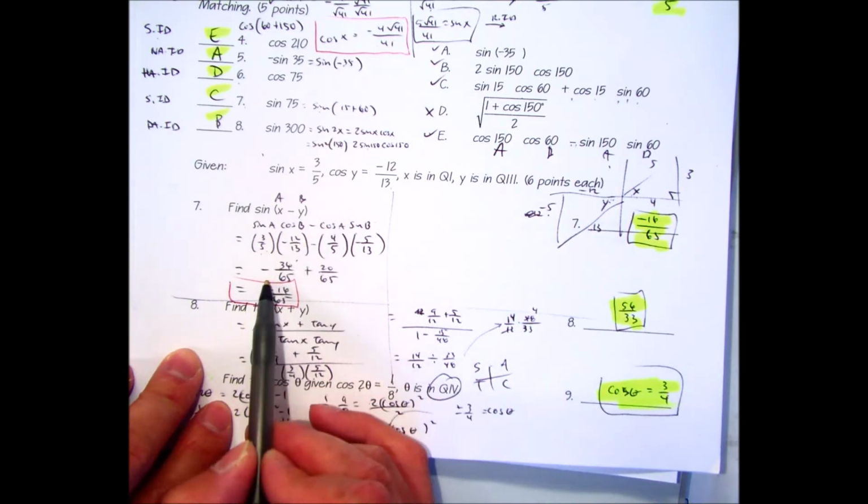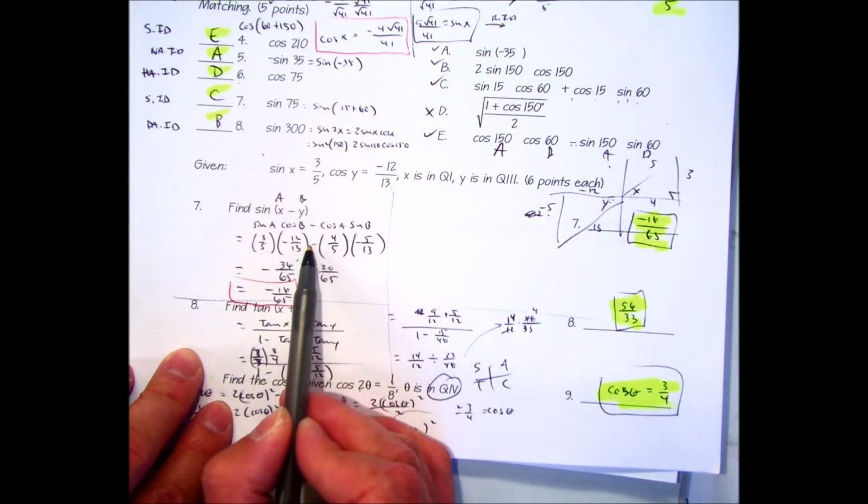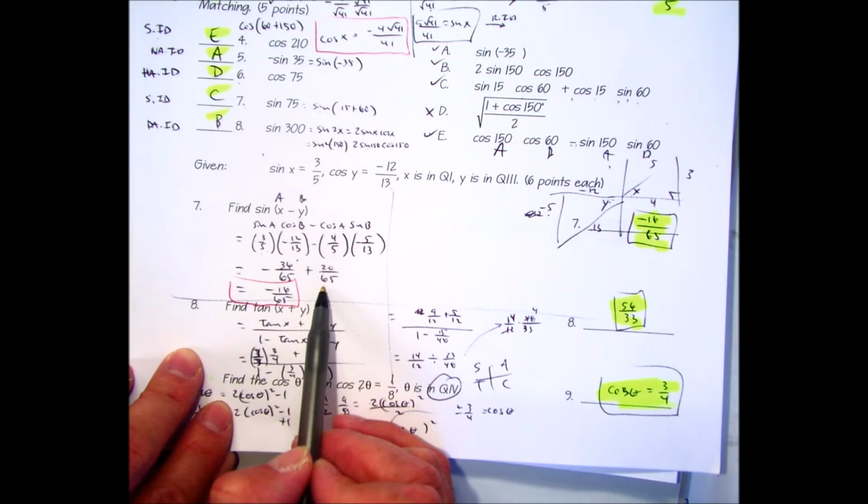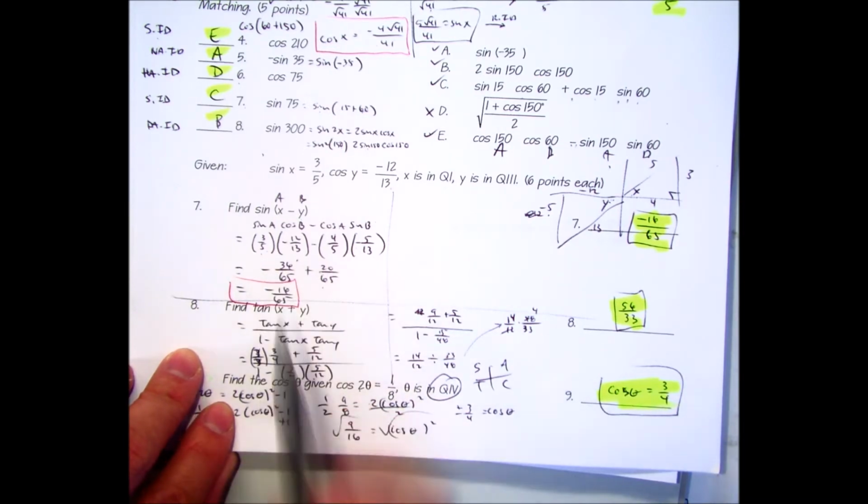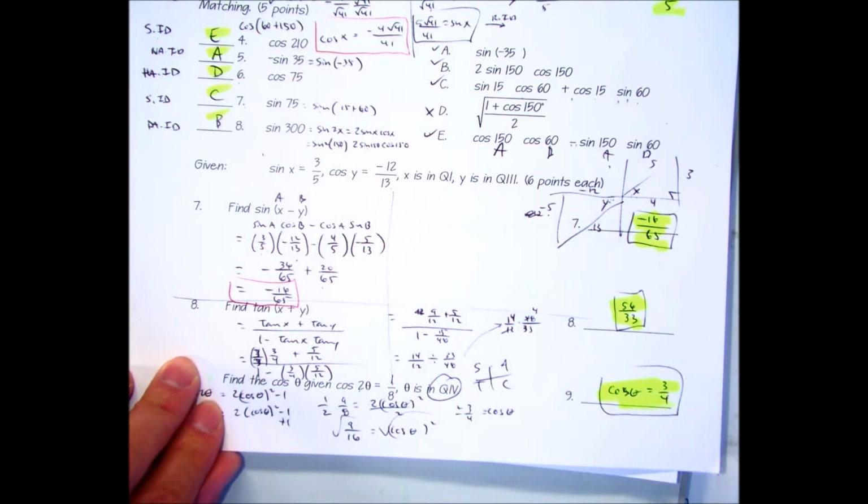Multiply across, I get negative 36 over 65. Negative times a negative, so that means 20 over 65. Common denominator, and I get negative 16 over 65 is my correct answer.